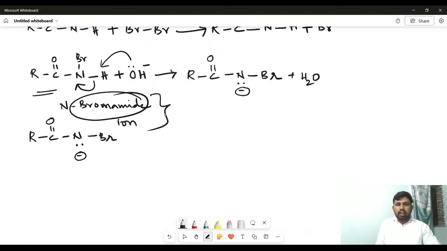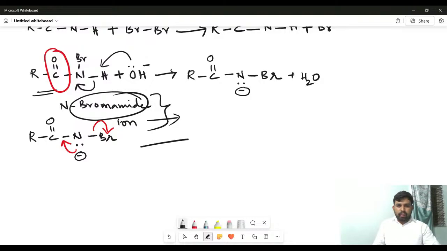Actually, degradation of bromamide means from here we are going to separate the carbonyl group. So now what happens here? This will be shifted here, and this will be bonded here. So what happens actually here?